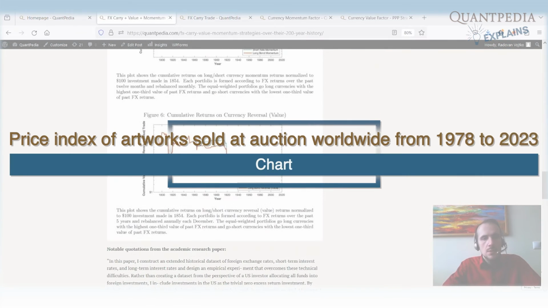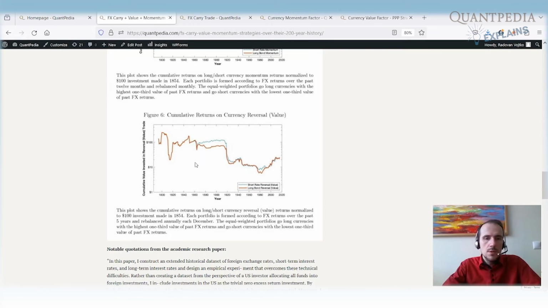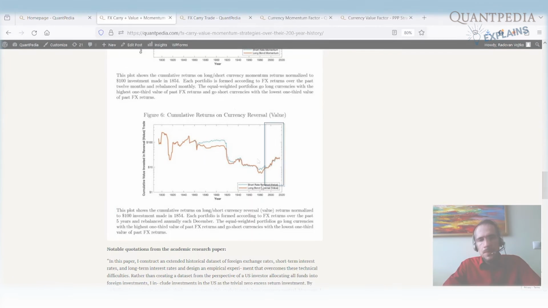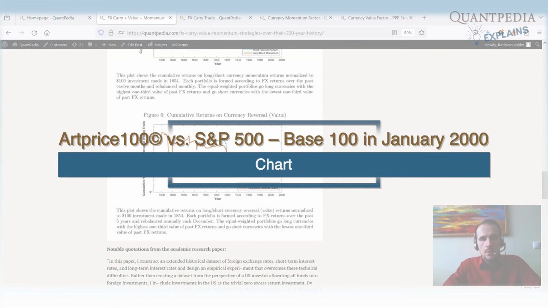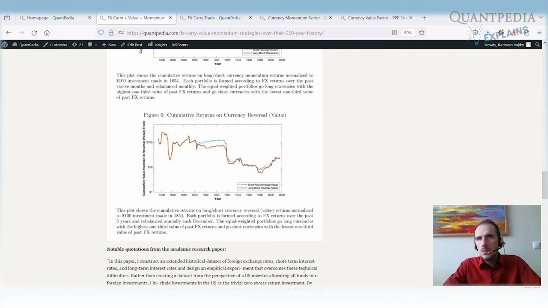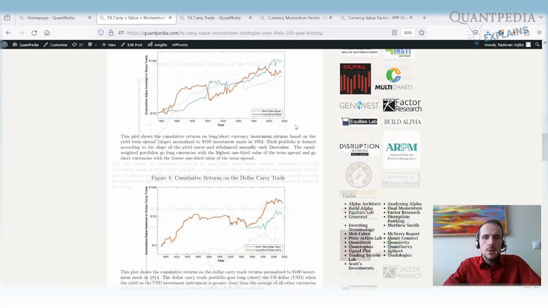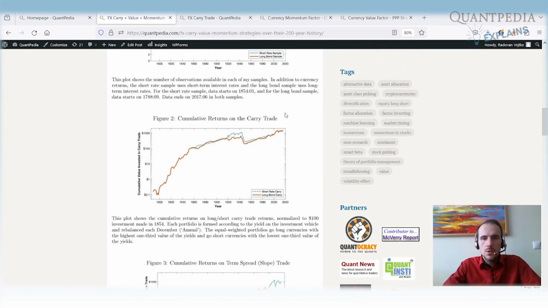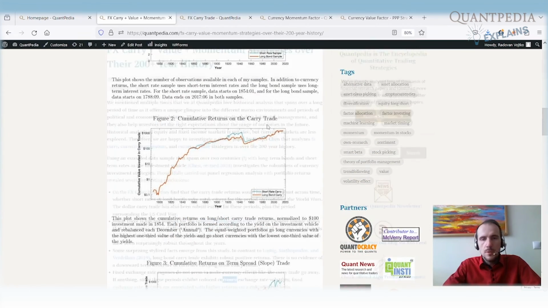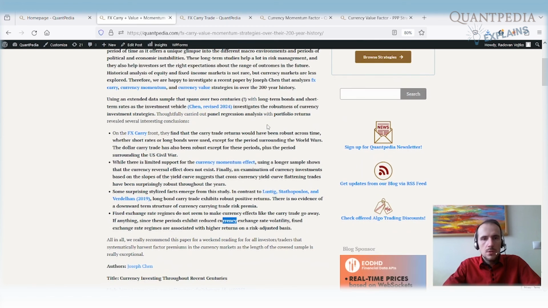And the last result is related to cumulative returns of currency value or currency reversal. As we can see, that strategy is probably not the strongest one. It had flat or negative performance for most of the period until the 1980s. Currency value is performing only from the 1980s onward. I would say that probably currency value is not the most significant strategy out of all of that. I would say that the most significant strategy is the FX carry trade, which works very well, and then probably currency momentum. I really recommend you to go and read the original paper.